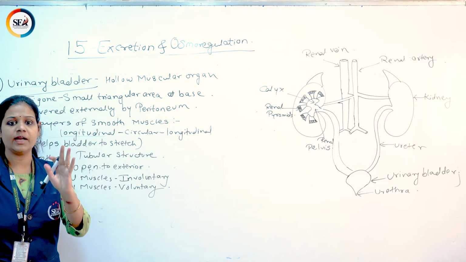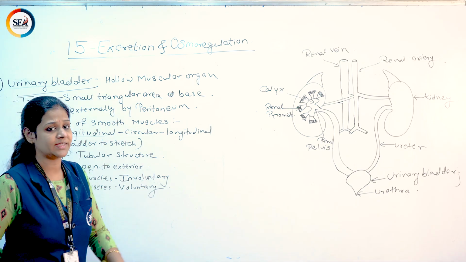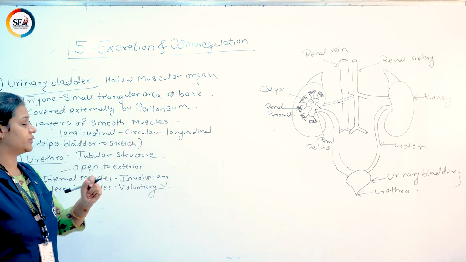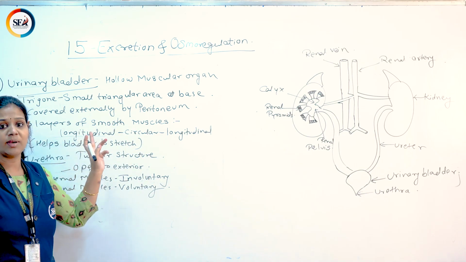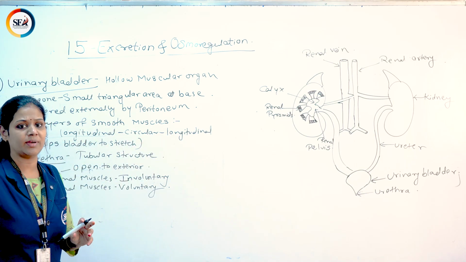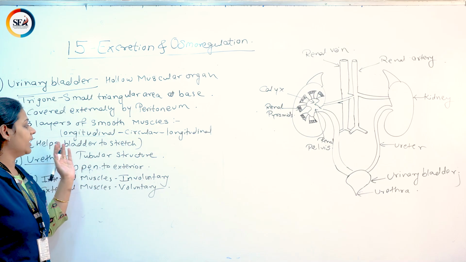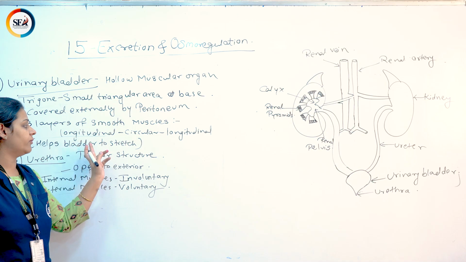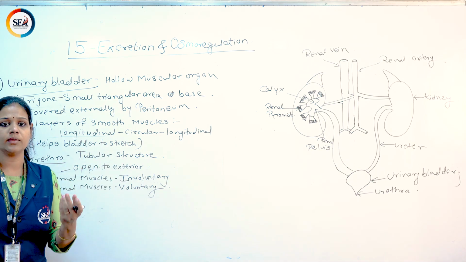There are a total of 3 layers of smooth muscles present in the urinary bladder. They are longitudinal muscles, circular muscles and longitudinal muscles respectively. The muscles present in the urinary bladder help the urinary bladder stretch during the passing of the urine.